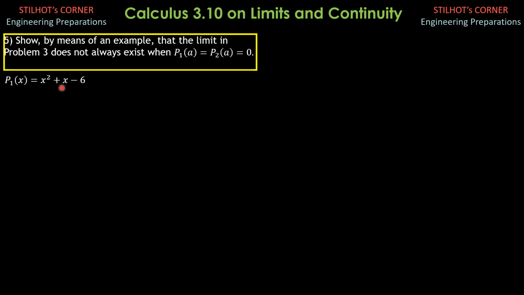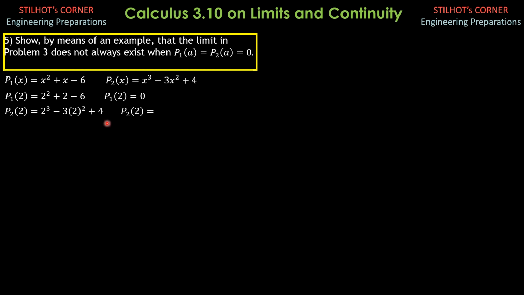So p1 of x, this is the example, x squared plus x minus 6. And p sub 2 of x is x cubed minus 3x squared plus 4. And as x approaches 2, these functions approach 0. So p1 of 2 is 2 squared plus 2 minus 6, so that's 0 exactly. P sub 1, the function value when x is 2 for polynomial 1, is 0. P sub 2 of 2 for polynomial 2 is 2 cubed minus 3 times 2 squared plus 4. So 8 minus 12, negative 4, plus 4 is 0. So P sub 2 of 2 is 0.